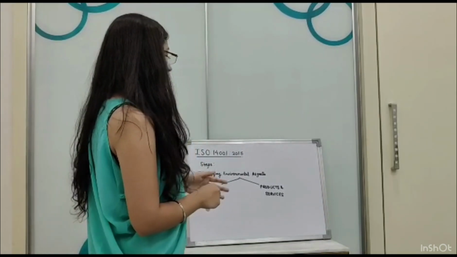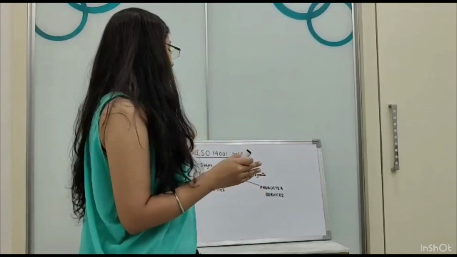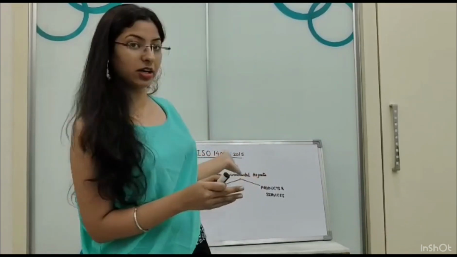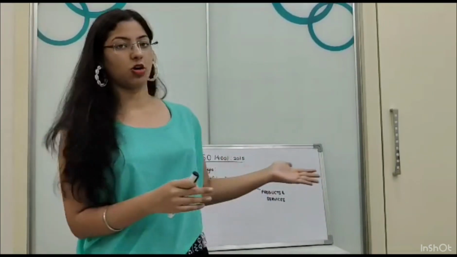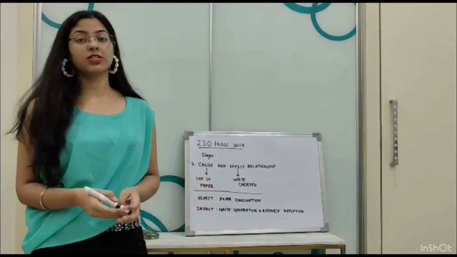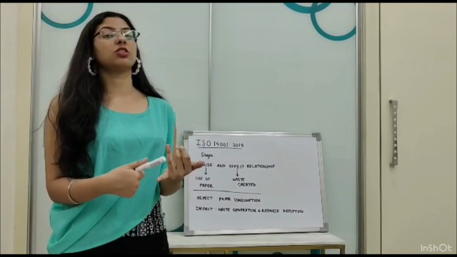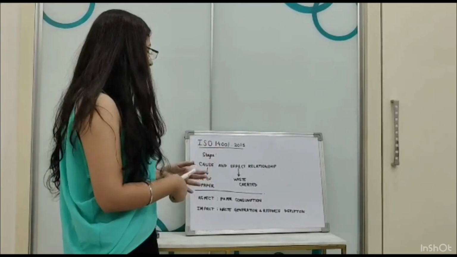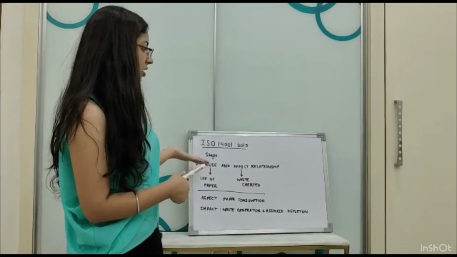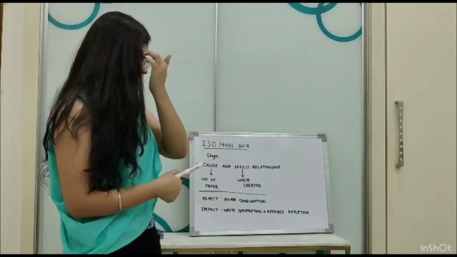So there are many environmental aspects that cause harm to the environment that are to be listed down first of all here. And the next step we'll talk about the cause and effect relationship. Once we have listed down the activities, the products and the services, our next step is to find out the cause and the effect caused because of it in the process.